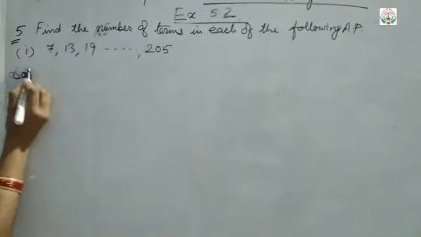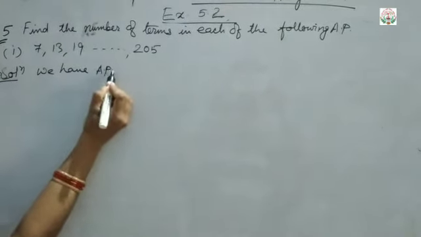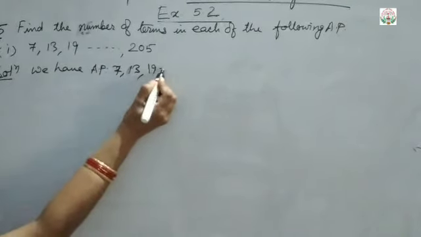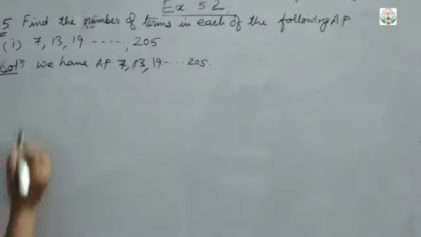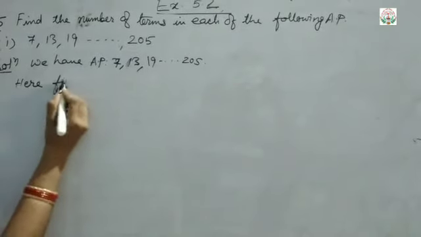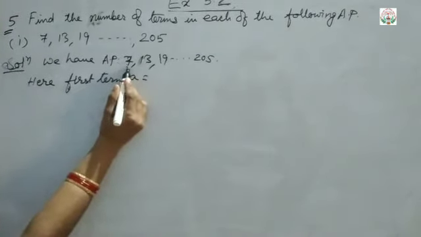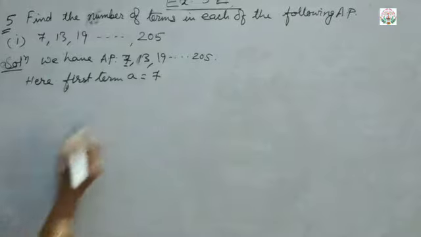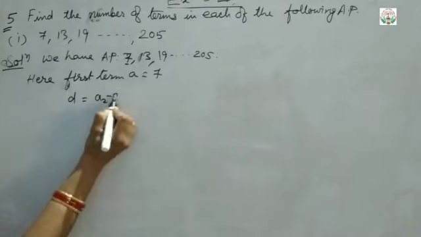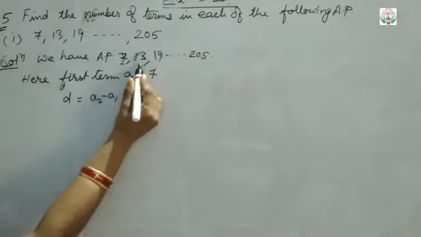Now the solution for this we'll see. Here we can write, we have the AP 7, 13, 19, till 205. First term A equals what? You can see the first term of the AP is 7. Now the common difference D equals A2 minus A1, because it is in AP. So put the value of A2. What is this A2?